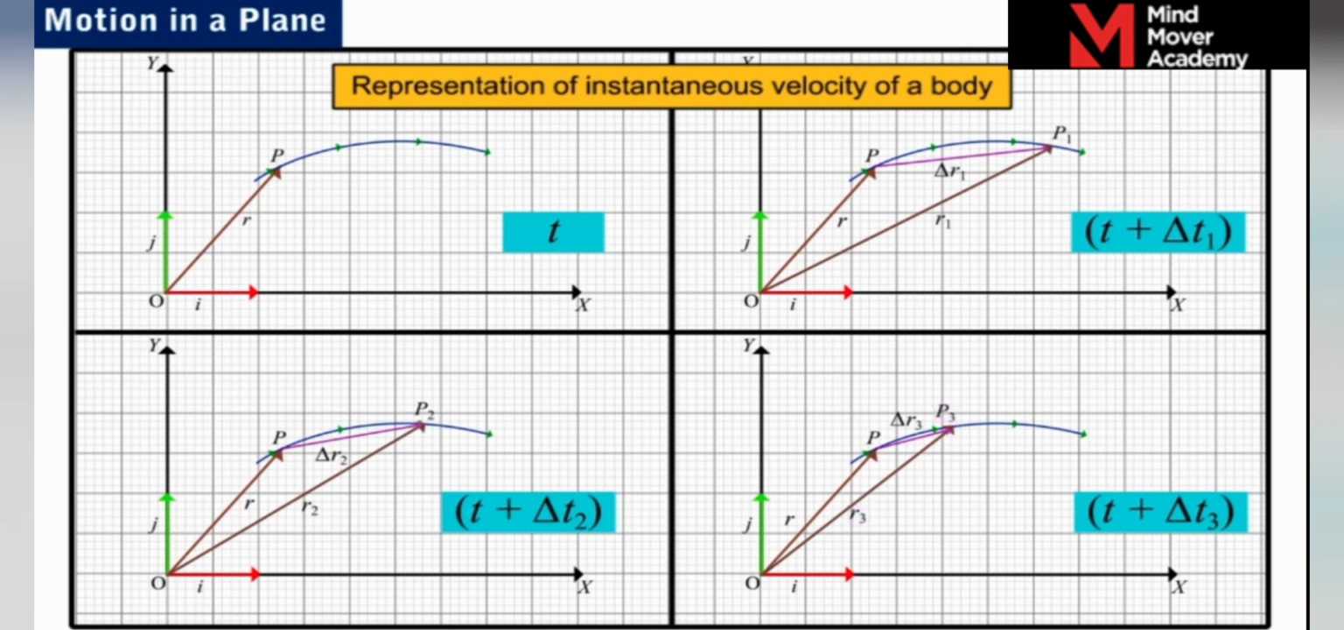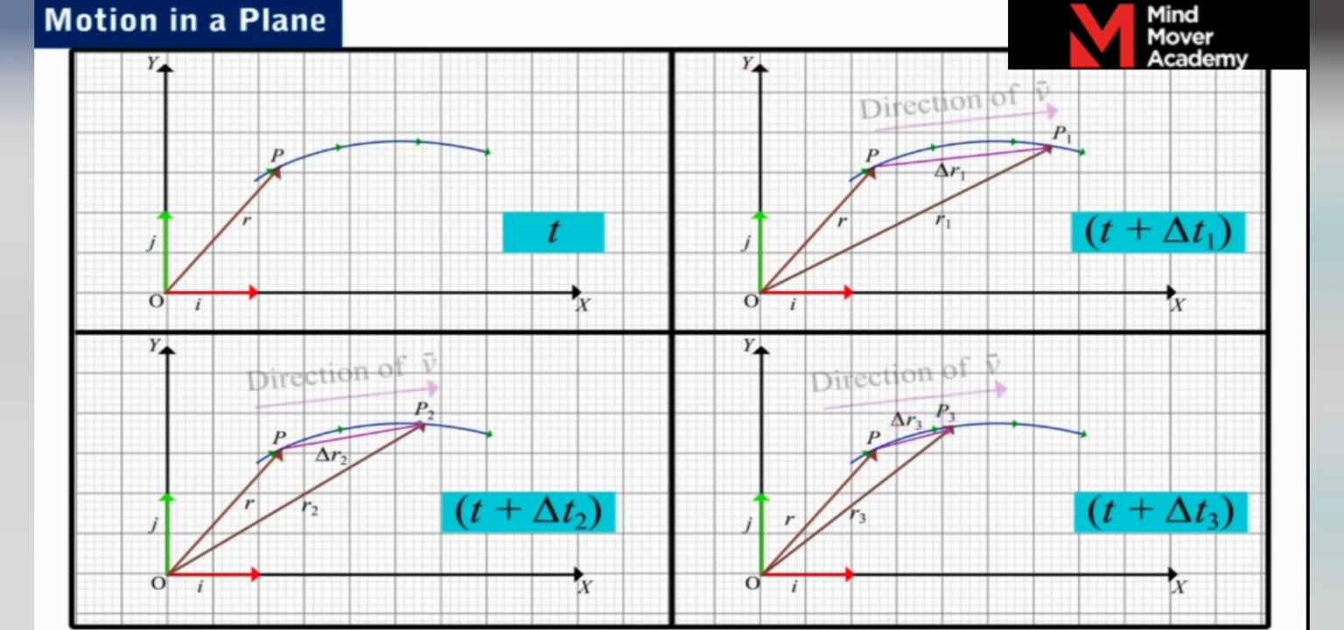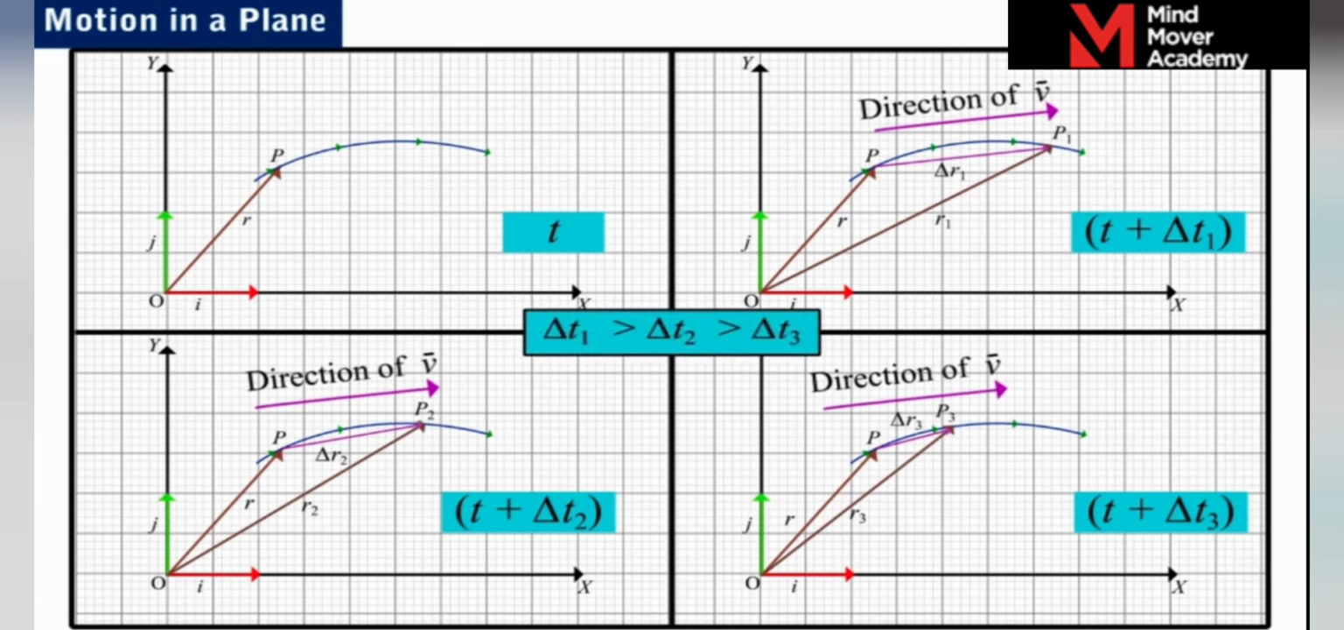P3 is r3. The displacement vectors with respect to point P are as follows. At point P1, its displacement is delta r1. At point P2, its displacement is delta r2. And at point P3, its displacement is delta r3. The directions of the average velocity vectors are shown in the graphs. Delta t1 is greater than delta t2, which is greater than delta t3.